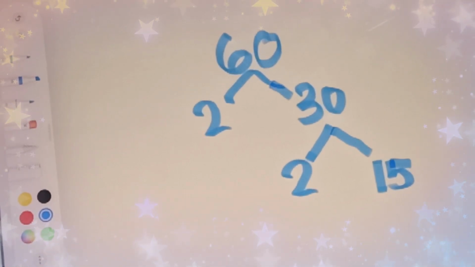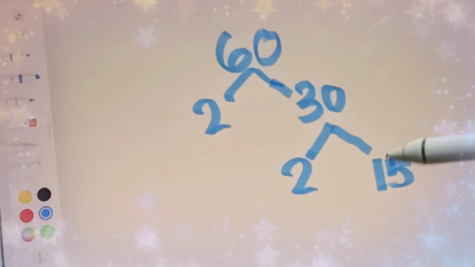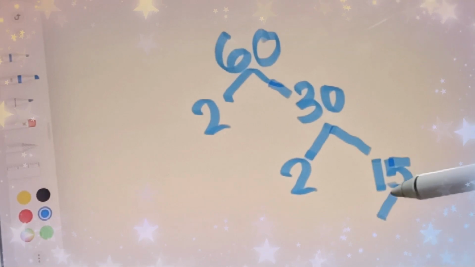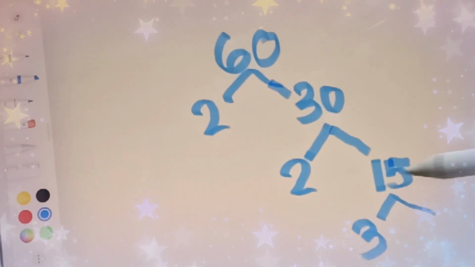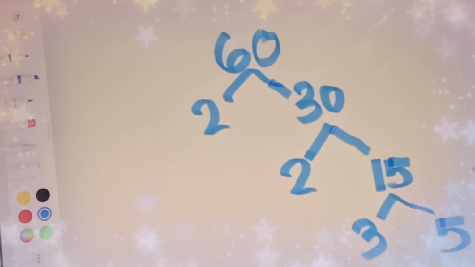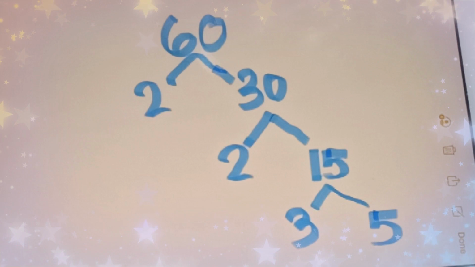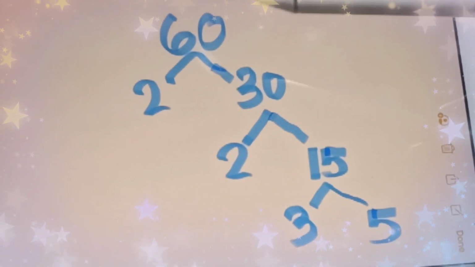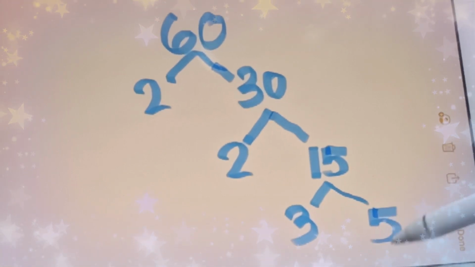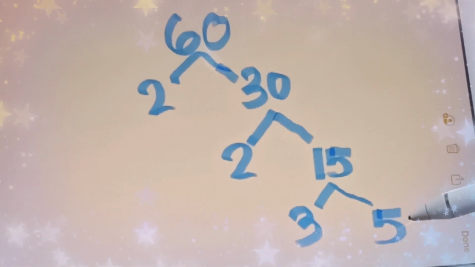But 15 here is not divisible by 2, so you're going to divide 15 by the next prime number after 2, and the next prime number after 2 is 3. So 3 times a number is 15, so it's 3 times 5. This is the last, because we cannot divide 5 by the next prime number except 5, which will lead you to 1, and 1 is not a prime number.